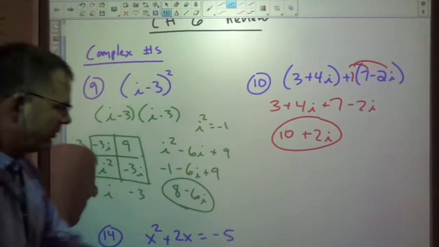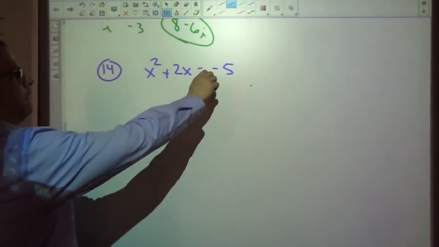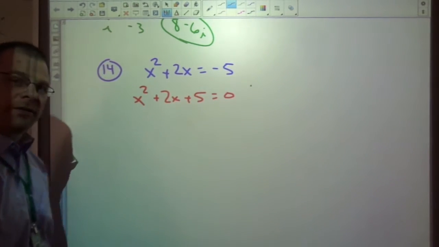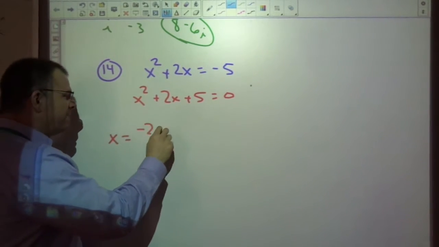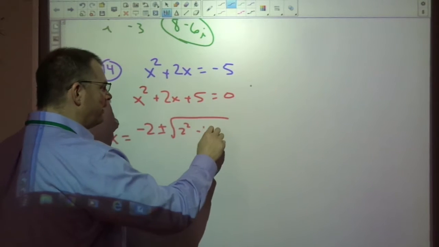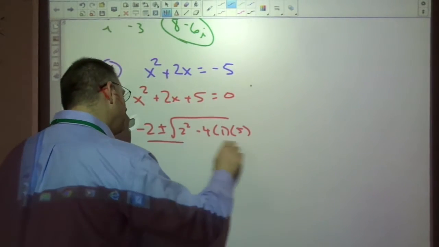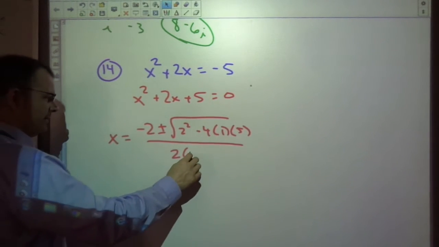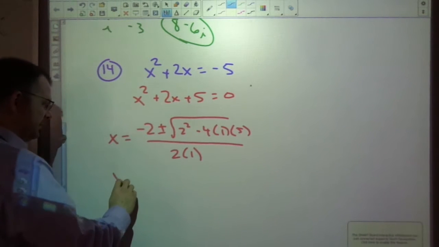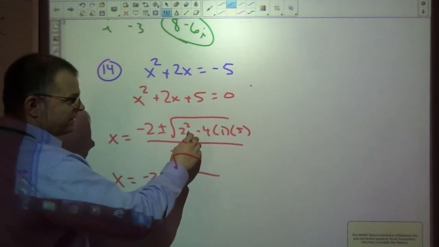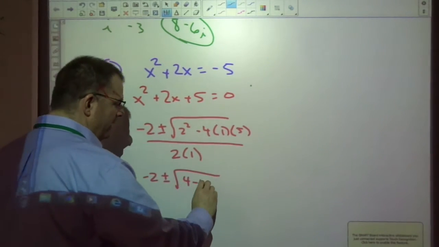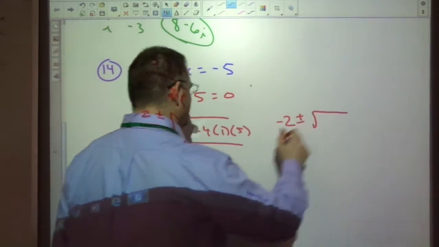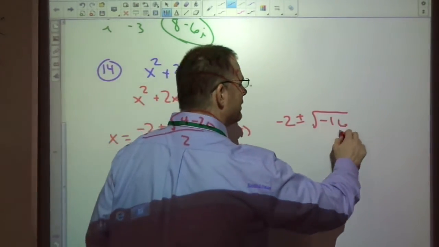The other one that was requested here was this equation at the end. We need to add this to make it equal 0, and then use the quadratic formula. Negative b plus or minus the square root of b squared minus 4ac, all divided by 2a. So that's negative 2 plus or minus, this is going to be 4 minus 20 over 2. So negative 2 plus or minus, this is going to be negative 16 over 2.